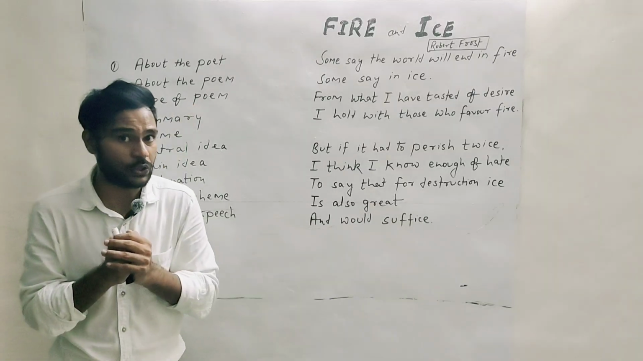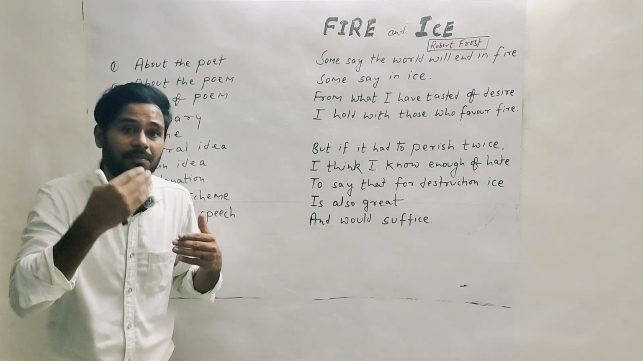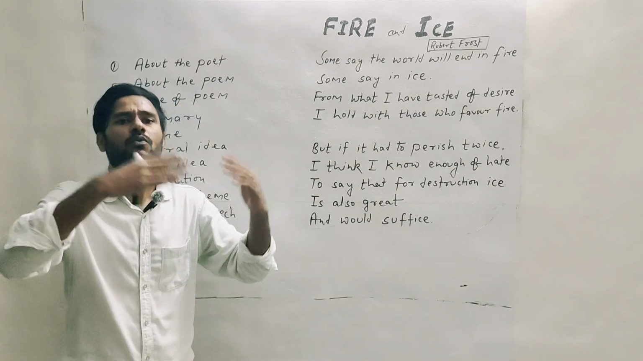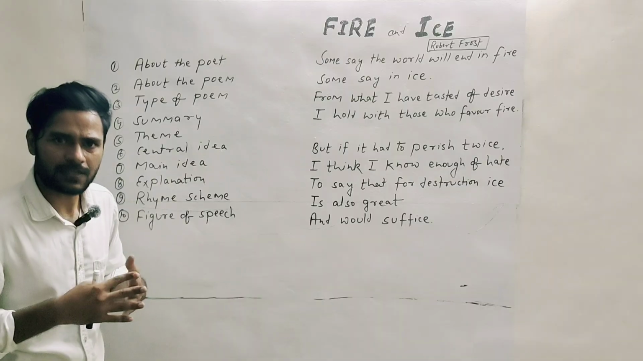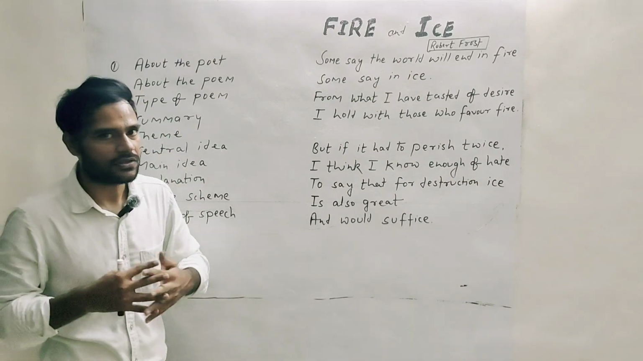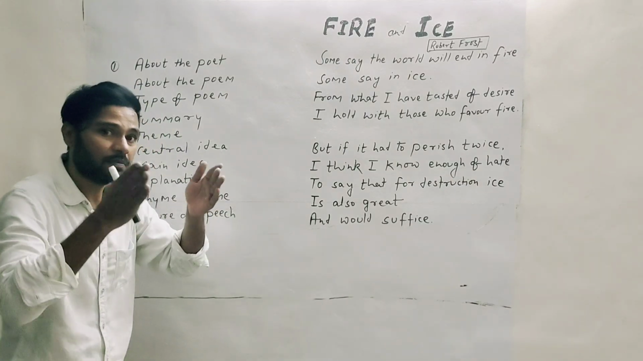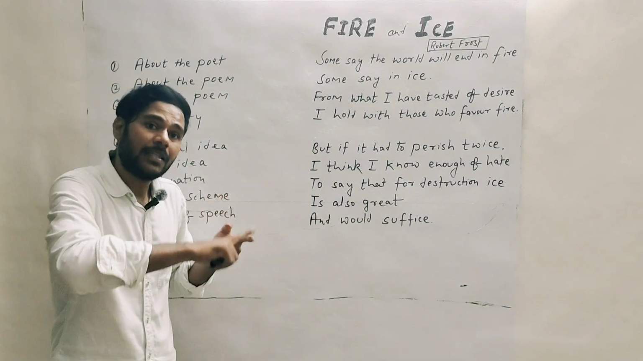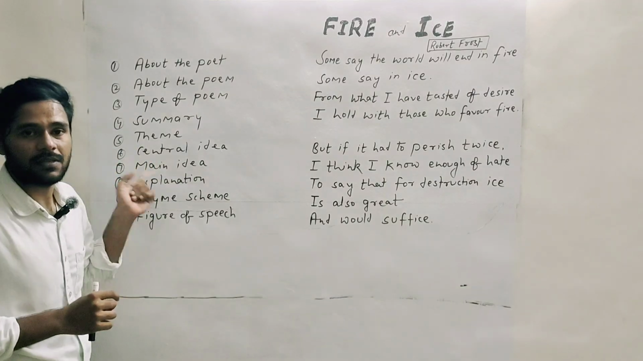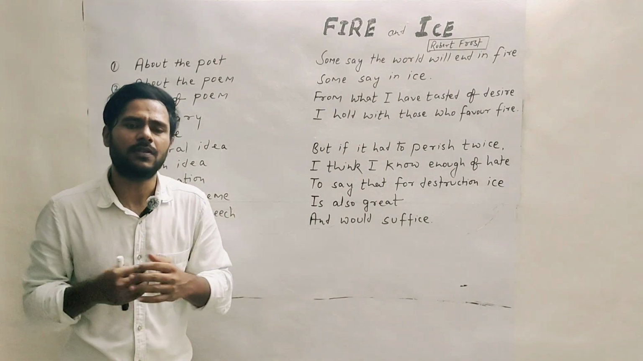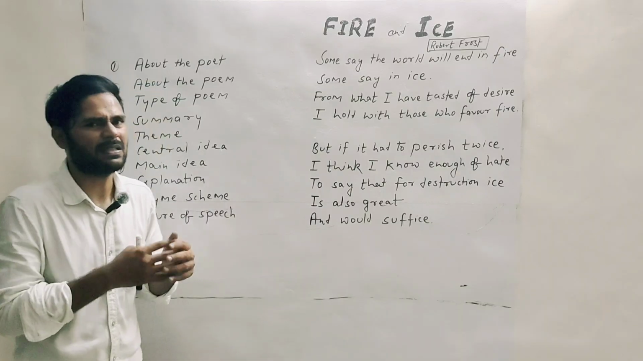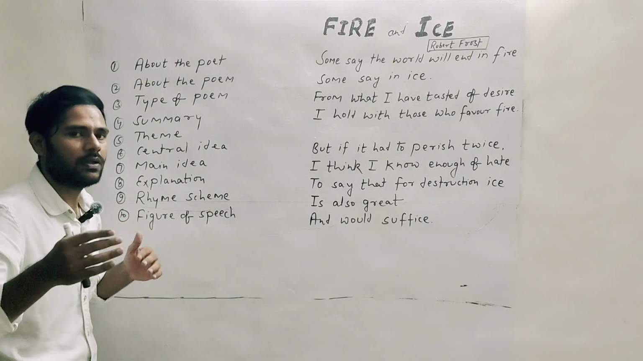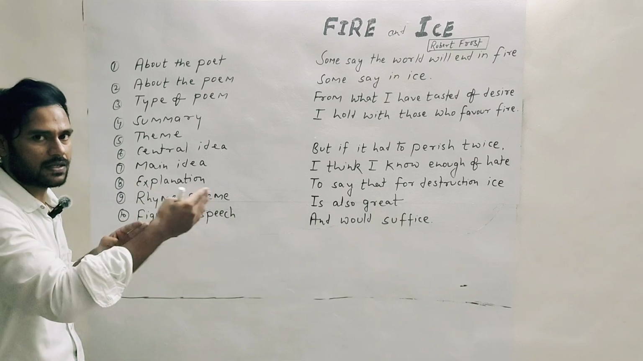Then we shall know about the type of poem, whether it is a lyric poem or reflective poem, whatever the type, we shall discuss later on. And then summary, it is also important: what the poem is actually speaking, what we have to cover, what all is there in the poem. And next, theme, central idea, and main idea. Most of the students get confused because they think that these three are the same. No, they are different, and I'm going to tell you the differences when I start.